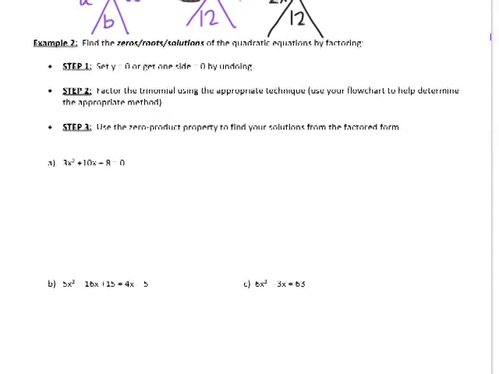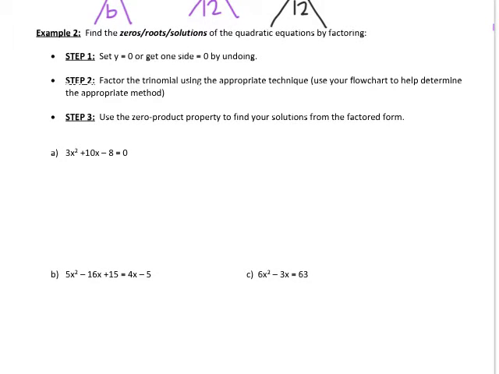All right, let's take a look at example number 2. In example number 2, it says find the zeros, the roots, or the solutions. Now, we also call these x-intercepts. If we were to actually graph the equation, this is another way for us to find the x-intercepts, or where the graph is going to hit the x-axis.